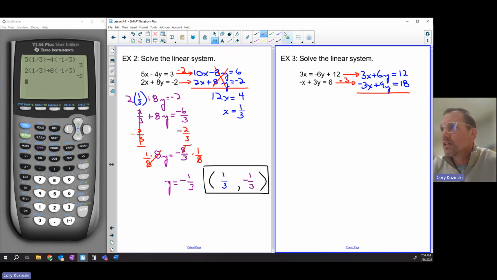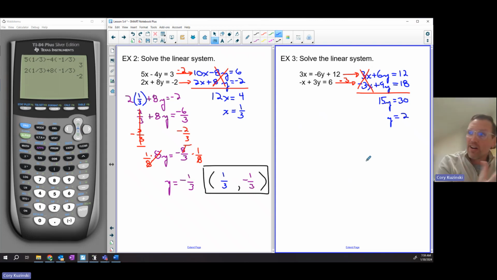A lot going on here, right? So it's not as easy as the first one all the time. All right, those will cancel out when we add these two equations together. Then I've got my 15y here, 6y plus 9y, and 30 here. So y is 2, right? Divide both sides by 15, you get y is 2. So now we've got our y. We just have to figure out our x.